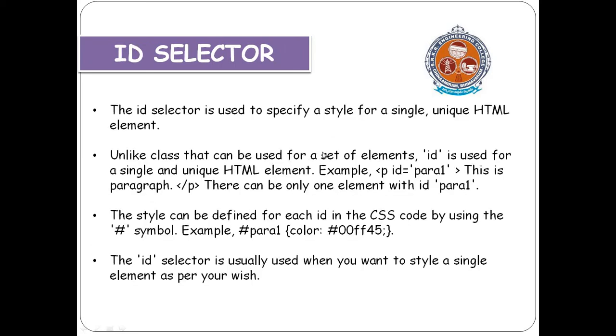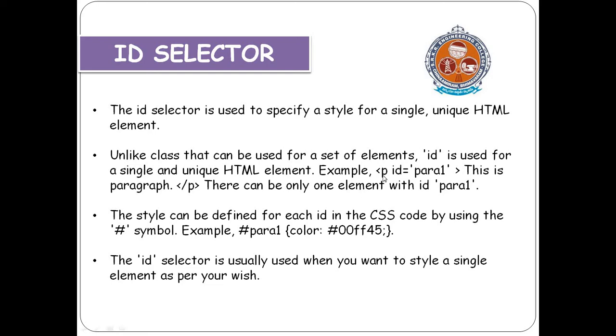Then next, the ID selector. The ID selector is used to specify a style for a single element. In general words, an ID is unique, so we don't have any two similar IDs. For example, consider that in our classroom we have 60 students, and they have different roll numbers. No two students have the same ID number. Same like that, the ID selector is used to specify a style for a single unique HTML element. Unlike class, which can be used for a set of elements, ID is used for a single and unique HTML element.